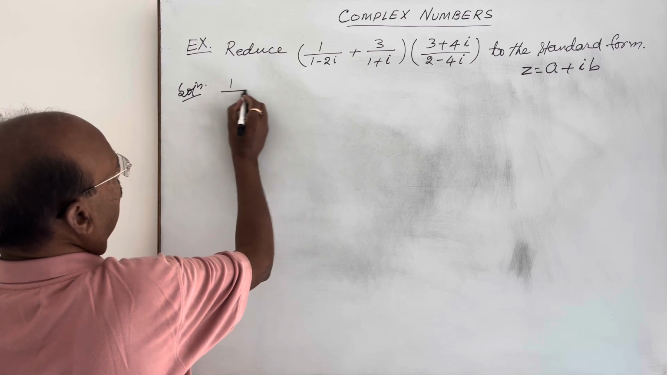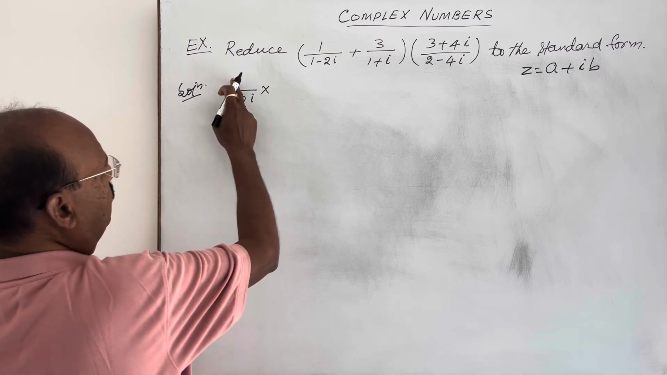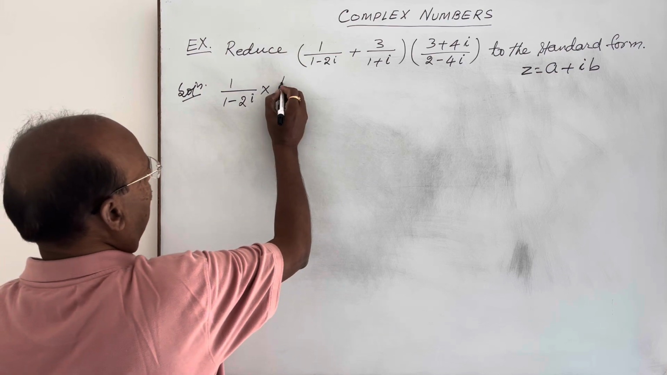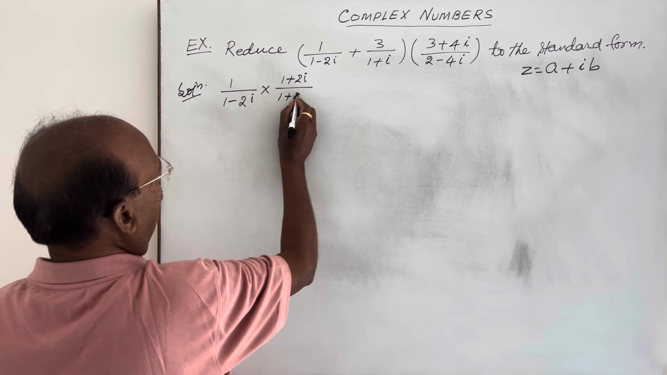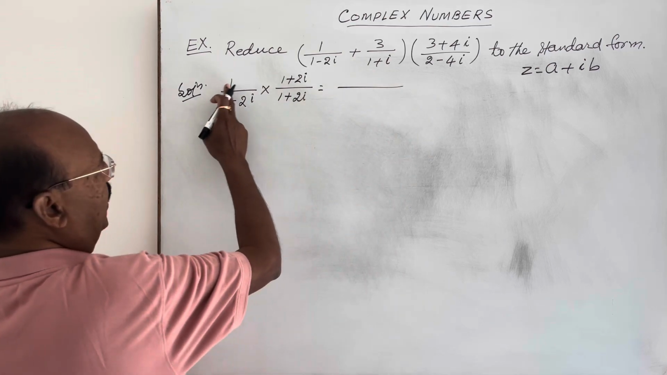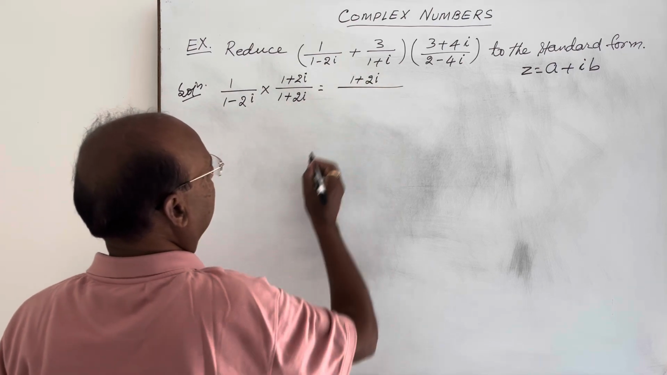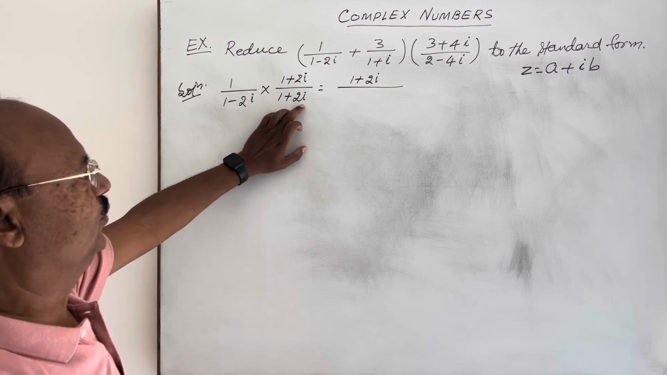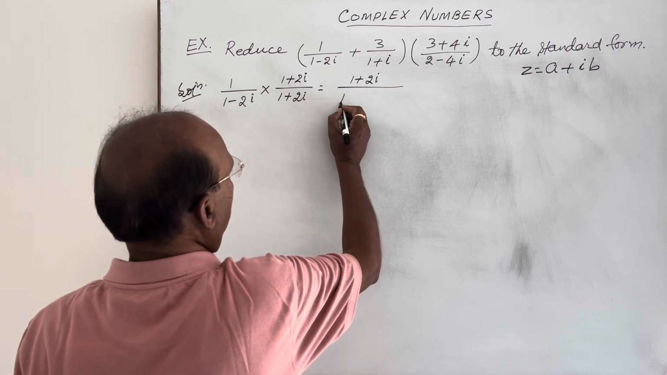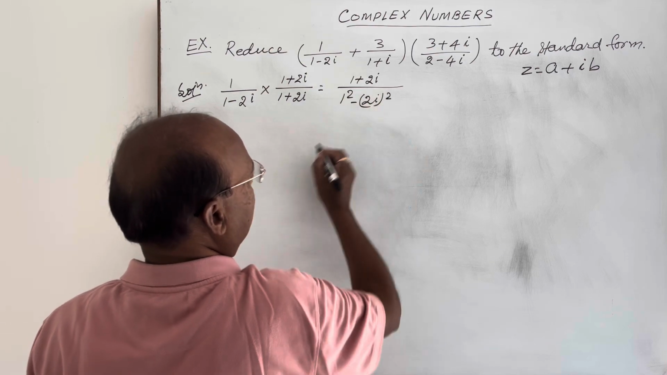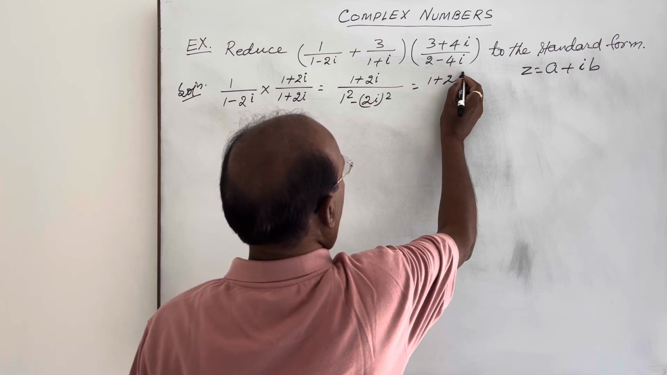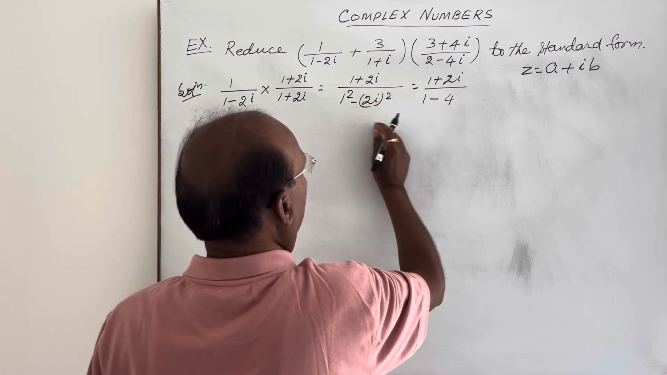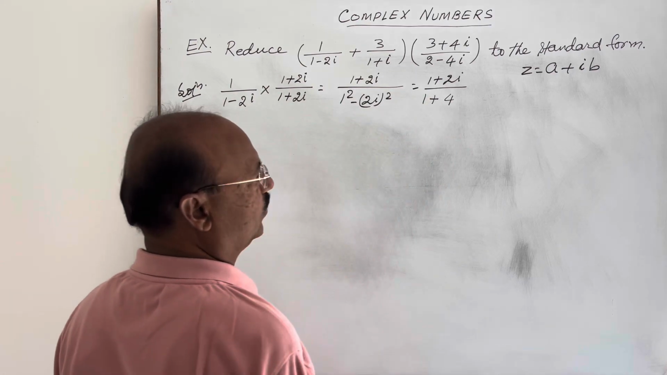So this is 1 upon 1 minus 2i. Here we will multiply numerator and denominator by the conjugate of the denominator. The conjugate of 1 minus 2i is 1 plus 2i. So 1 plus 2i in the numerator and also 1 plus 2i in the denominator. 1 into 1 plus 2i is simply 1 plus 2i. And 1 minus 2i into 1 plus 2i is in the form of a minus b into a plus b, that is a square minus b square. So 1 square minus 2i whole square, and this is 1 plus 2i upon 1 square is 1, minus 2 square is 4 and i square is minus 1, so this becomes plus, correct?